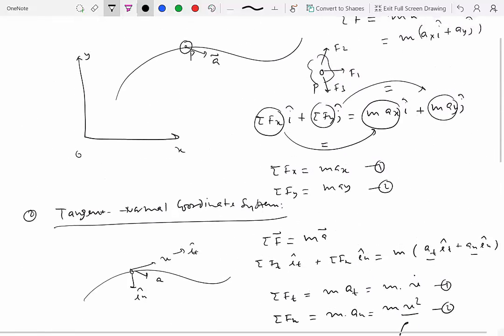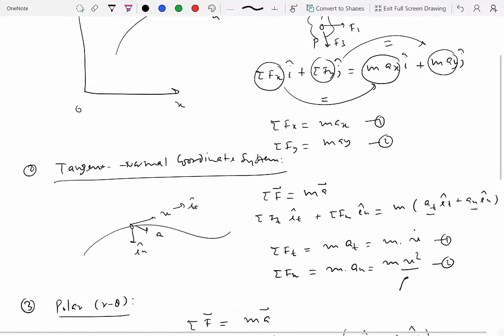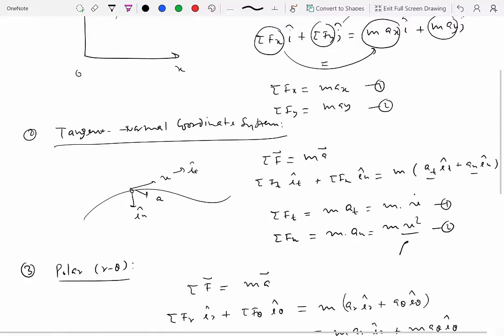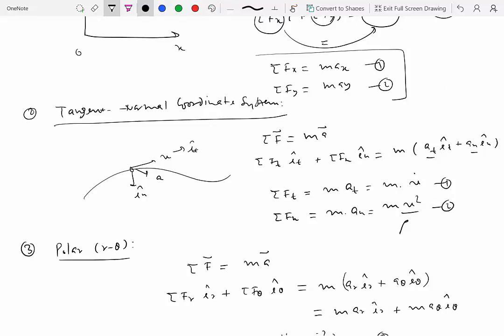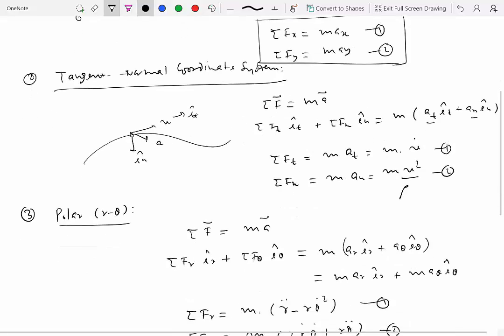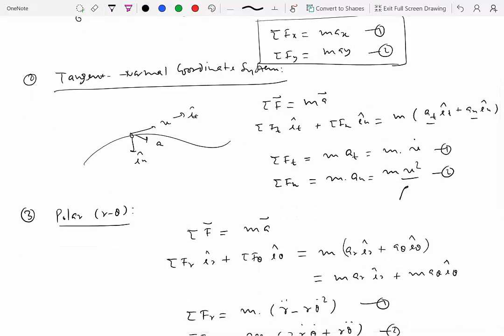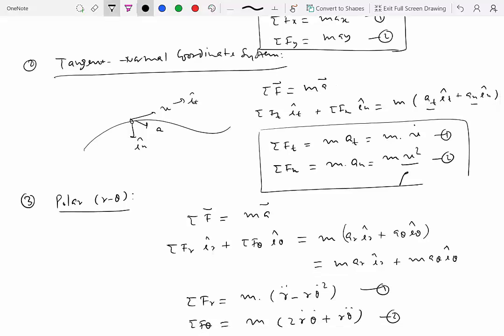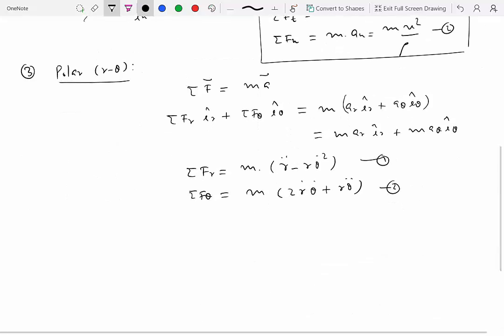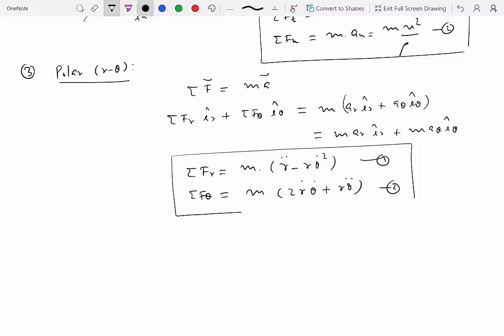So if you look at these three coordinate systems, the Cartesian, the tangent normal, as well as polar, it's clear that these laws, these equations, look like balance laws. You have a left-hand side and you're trying to balance it with the right-hand side. On the left-hand side, you have the force, on the right-hand side, you have mass times acceleration. And that's why some textbooks and authors refer to these equations as balance laws as well, because you're balancing things on the left and right-hand side.